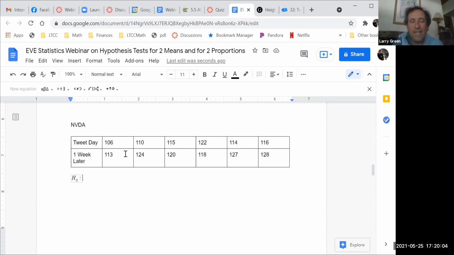And this is different than the last example in the following way. For each tweet, there are two numbers: the day of the tweet and 1 week after that tweet. I'm pairing those two numbers because for me, that's going to be my buy and my sell. Does that make sense? So for every tweet, I get two numbers out of it. And when you get two numbers out of each instance, that's dependent data.